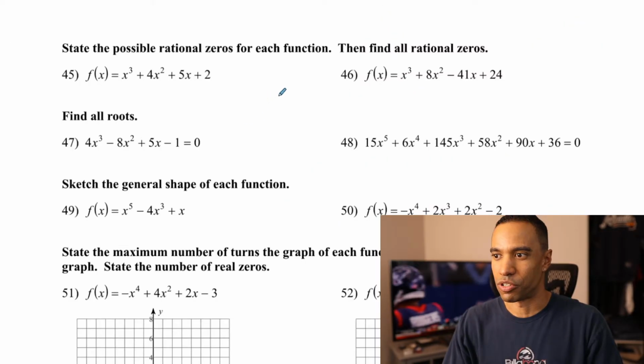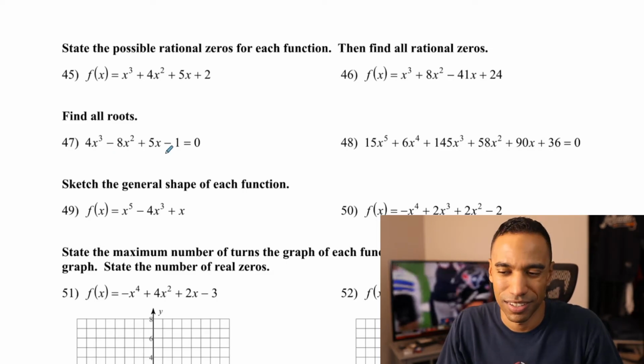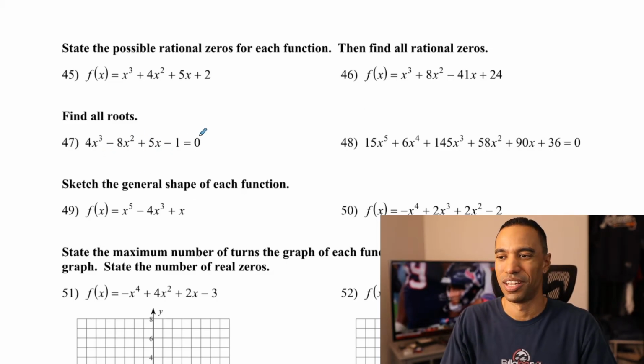State possible rational zeros and find all rational zeros. Oh boy, rational root theorem. Okay, we're kind of almost there.